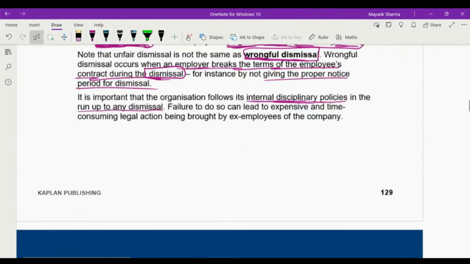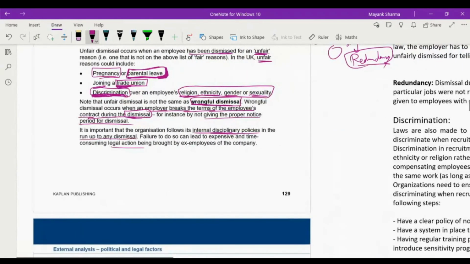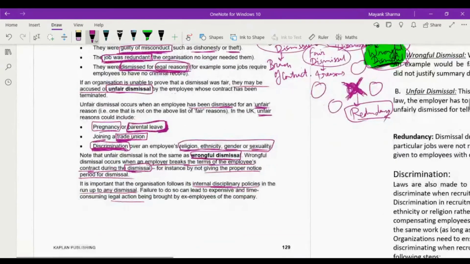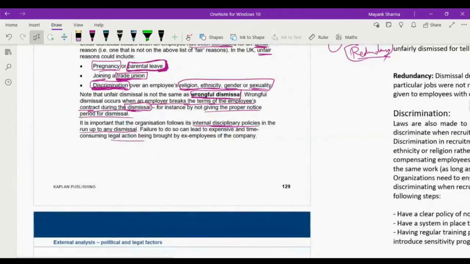Failure to do so can lead to expensive and time-consuming legal action. Okay, so if the dismissal is not proper, there can be legal actions, and the legal actions are way more costly as compared to what you are paying the employee, right?